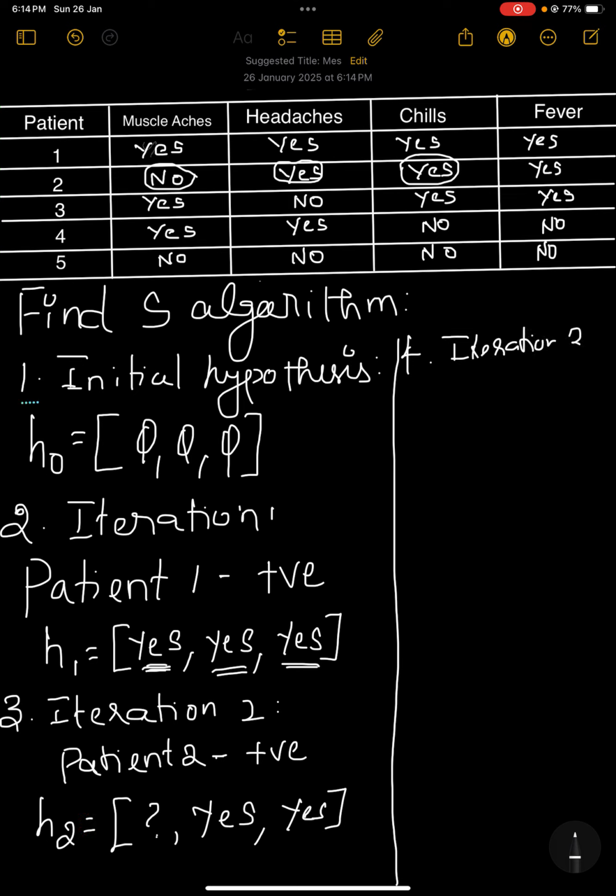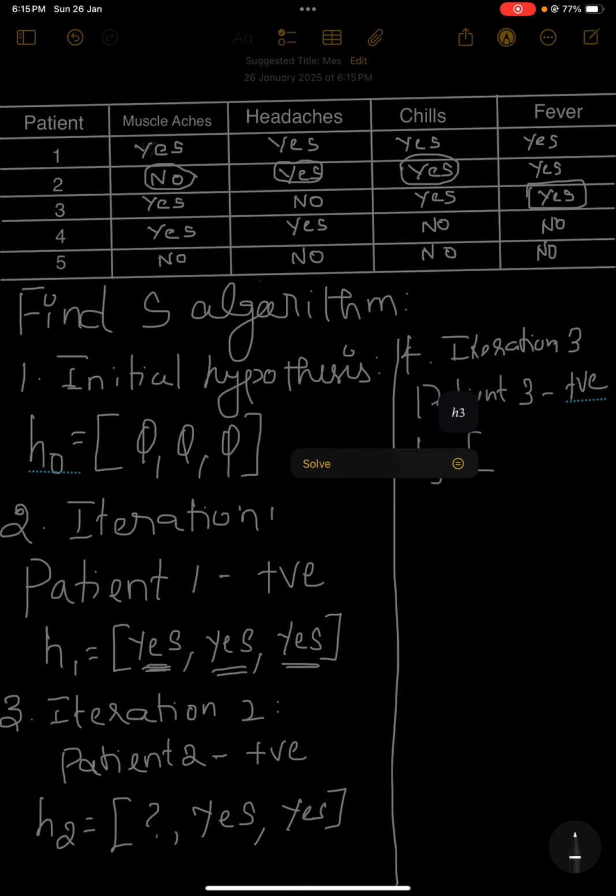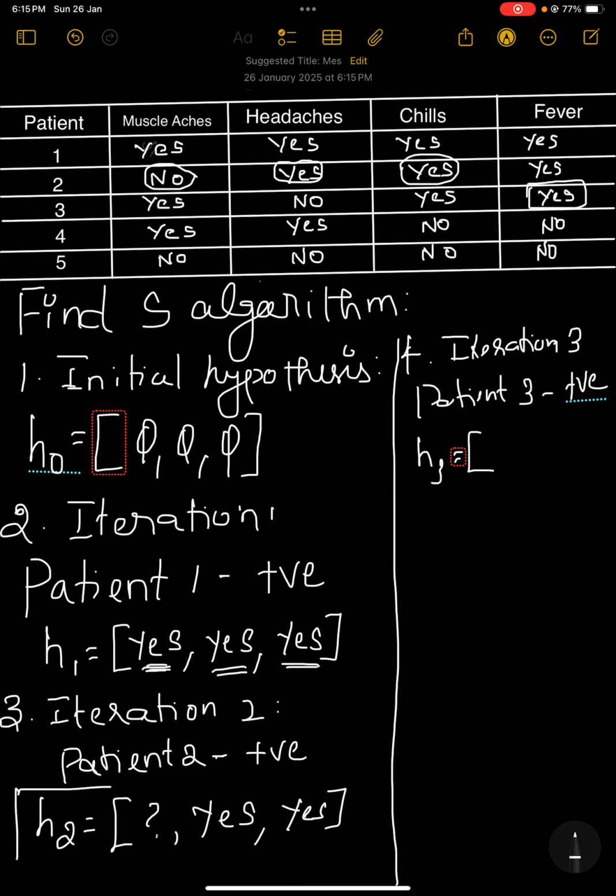So in iteration 3, we'll be taking patient 3's data. So we have to check whether it is a positive outcome or negative outcome. Since the third patient's outcome is S, it is a positive outcome. So it will be taken into consideration for training. So here for the hypothesis, we have to compare patient 3's records with the iteration 2 hypothesis, that is the last confirmed hypothesis.